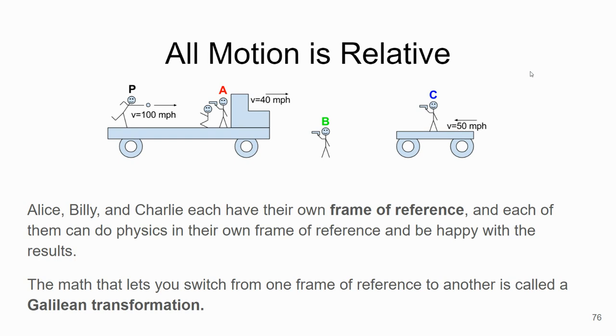The person who figured out how you can add the velocity from one frame of reference to that of another frame of reference was Galileo. He figured all of this stuff out. And so this kind of thing we call a Galilean transformation.